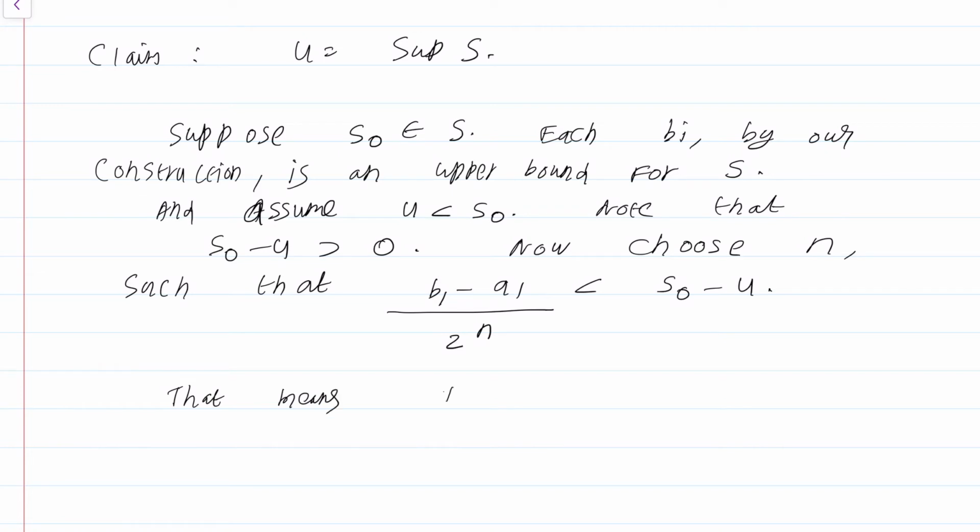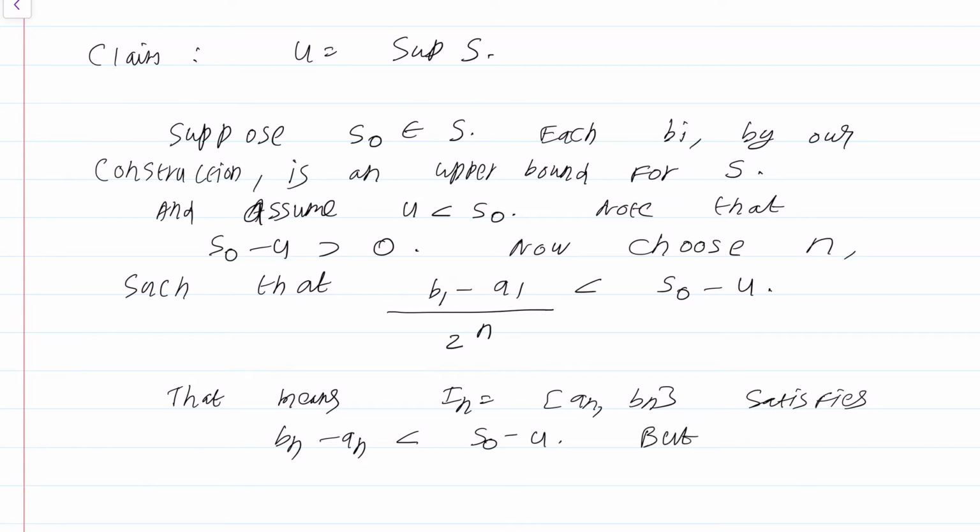Okay. Now that means I_n, which is [A_n, B_n], satisfies B_n minus A_n is less than S0 minus U. Okay. But U is an element of I_n. In fact, U is the unique element in the intersection of all the I_n's, not just this particular one.